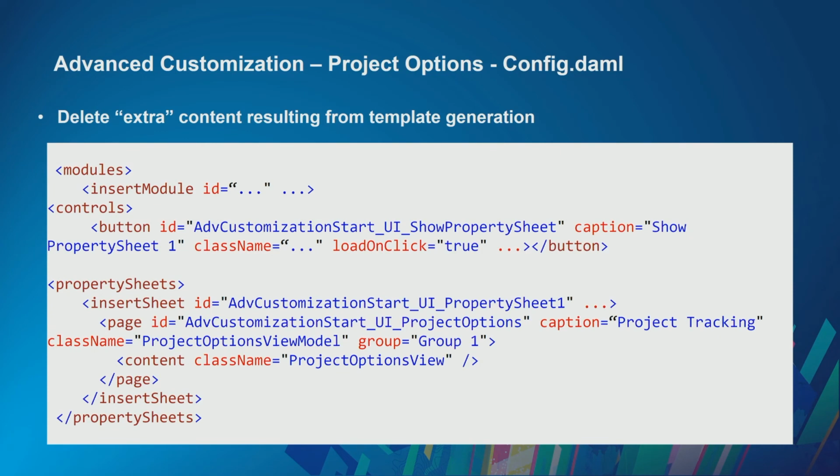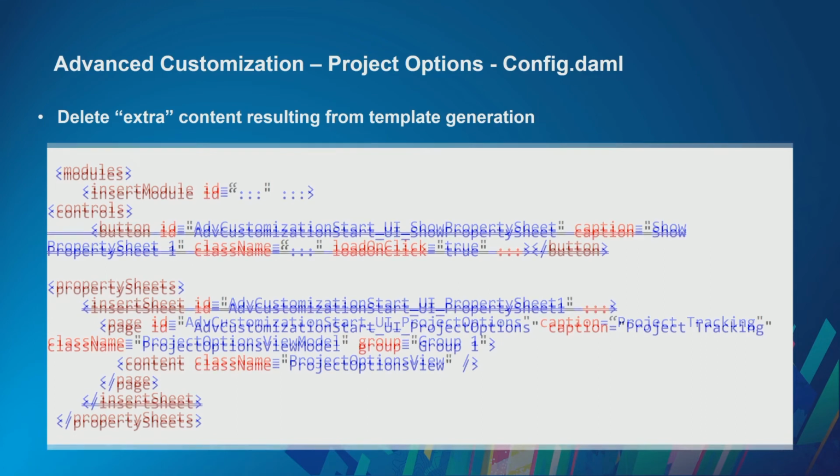So here's a little bit of coding by PowerPoint. And what we do is we're going to go through the extra content that resulted from our template generation. So we used the item template to add a property sheet. And you can see we got extra buttons. So here's the extra button we got. And then we got a bunch of property sheets, insert property sheet. And then here's the actual page. That's the piece we actually want to keep, and the content of the page. So these are the two things we want to keep down here, if you see where my mouse cursor is.